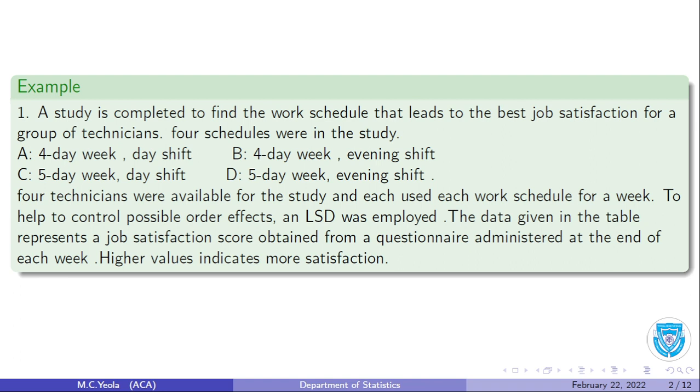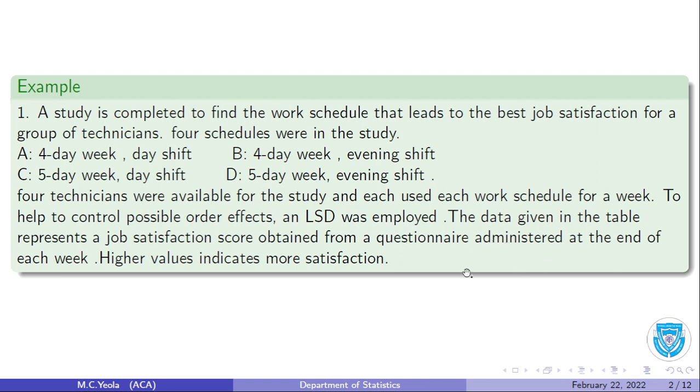A is 4-day week, day shift. B is the treatment that is 4-day week, evening shift. C is the treatment that is 5-day week, day shift, and D treatment is 5-day week, evening shift. 4 technicians were available for the study and each used each work schedule for a week to help to control possible order effects. An LSD was employed.